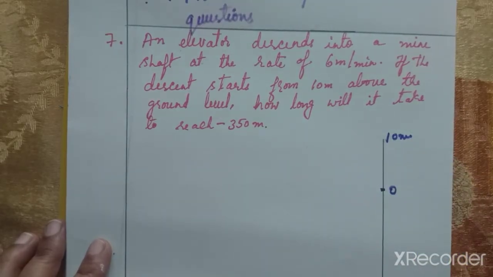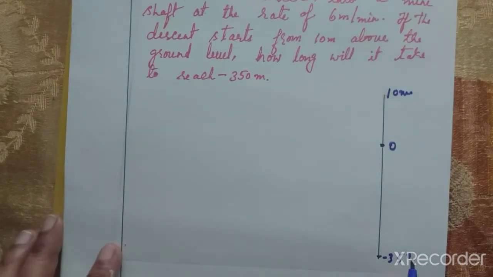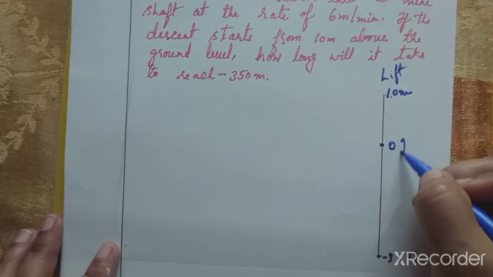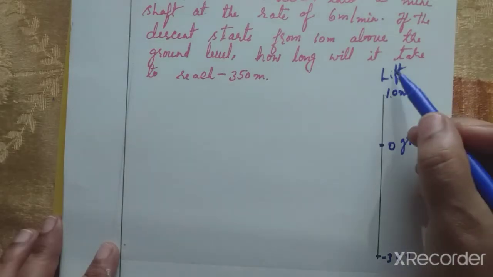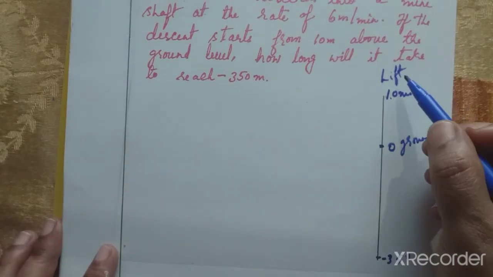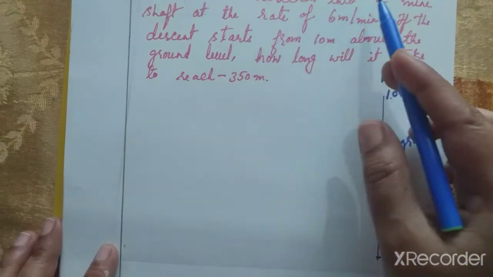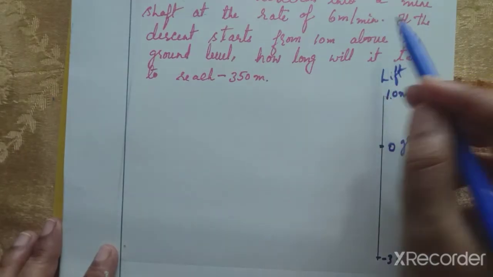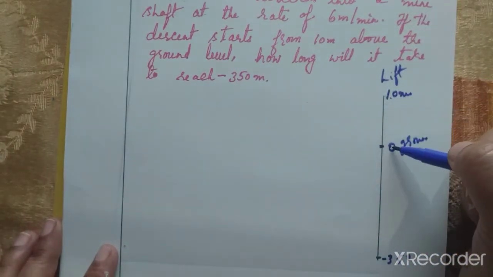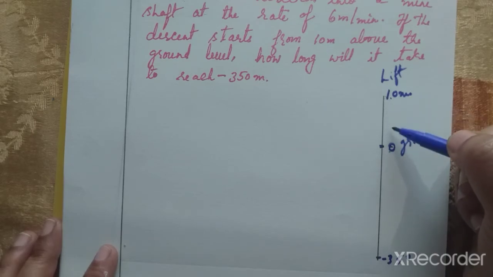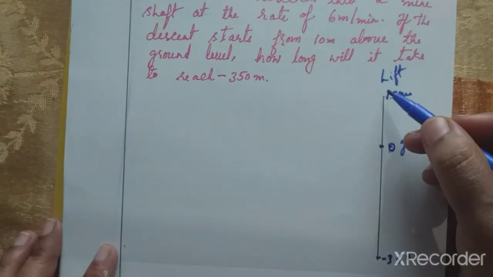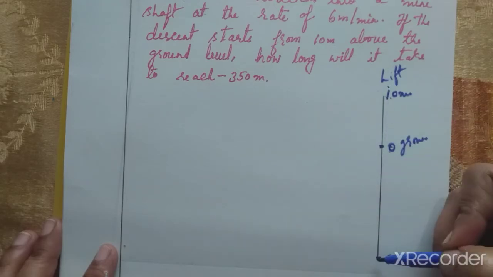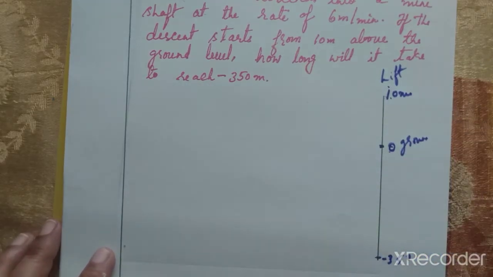So here minus 350. They have to read this. So this is the lift starting from 10 meters, this is the ground floor, and below is the basement or something. So the lift is at 10 meters and the elevator descends. Descent means it's coming down, into a mine shaft at the rate of 6 meters per minute. If the descent starts from 10 meters above the ground level, how long will it take to reach minus 350? So here we have to find the distance from 10 meters till minus 350.